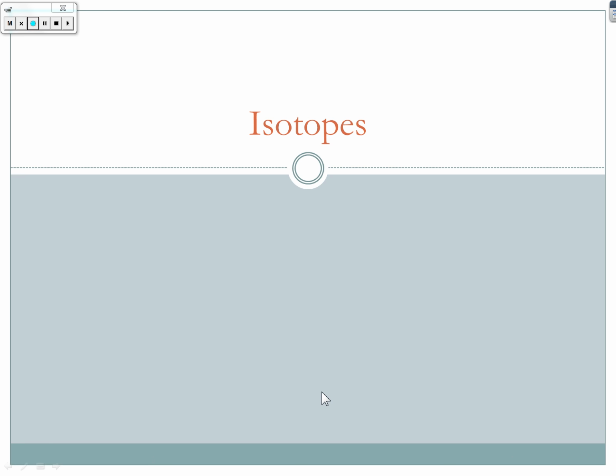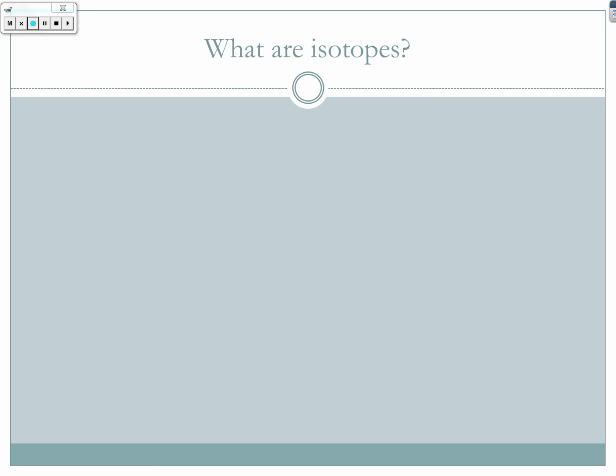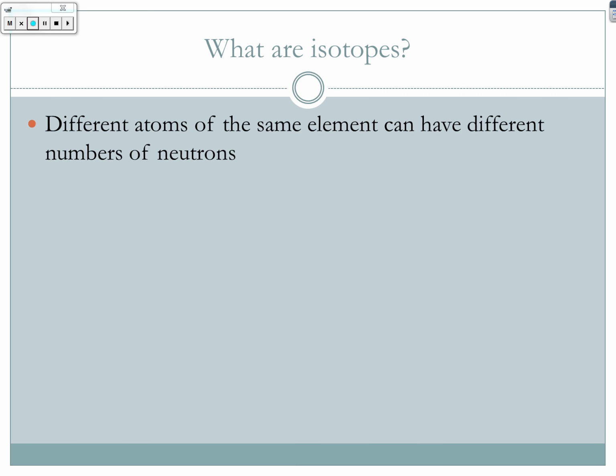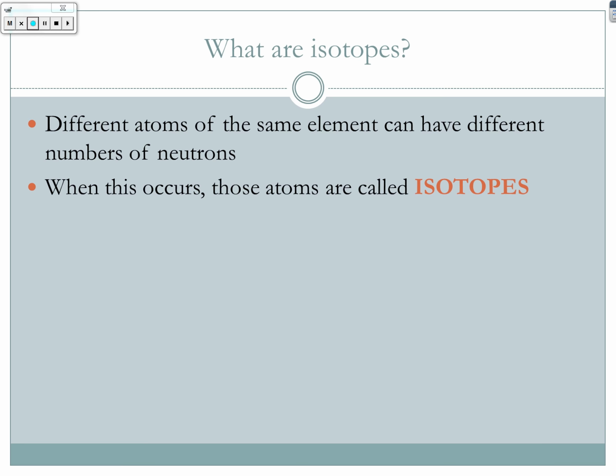Alrighty, tonight we're going to be talking about isotopes. So the question is, what are isotopes? We kind of talked about this yesterday when we were talking about protons, neutrons, and electrons, but I want to really delve into it today. Different atoms of the same element can actually have different numbers of neutrons. And when this occurs, these atoms are called isotopes.